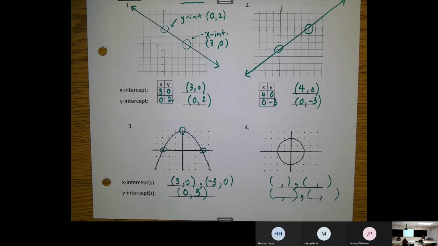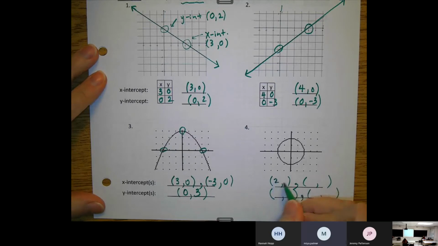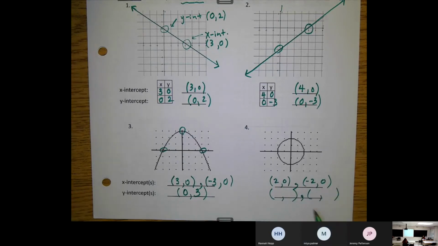Give you a second to see about filling in all 4 of those. It would be 2, 0, and negative 2, 0. That sounds great. And the y-intercepts are really similar, aren't they? Like 0, 2, and 0, negative 2. Nice. Anything we can help out with there so far?